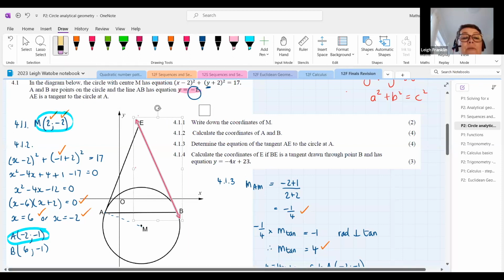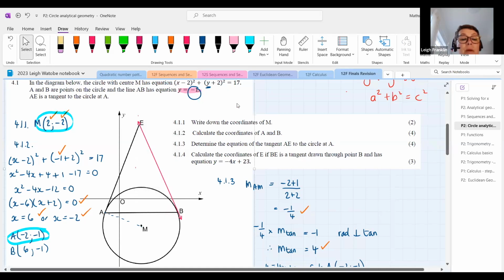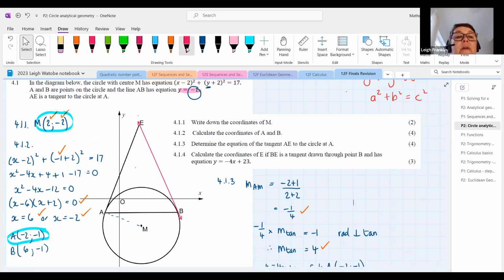Okay. All right, so there is our tangent, just so that we're able to visualize it. I suppose it should actually be slightly over to the right-hand side. That would be a little bit more correct. There we go. Okay, so they've given us the equation of the pink line. They've told us that it is the line y equals minus 4x plus 23. How do they want us to calculate the coordinates at E?